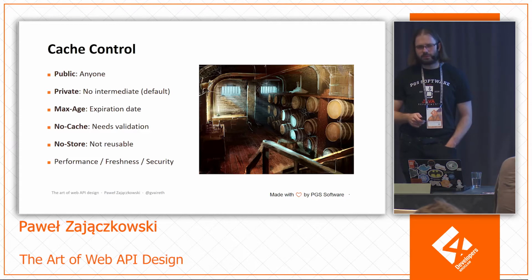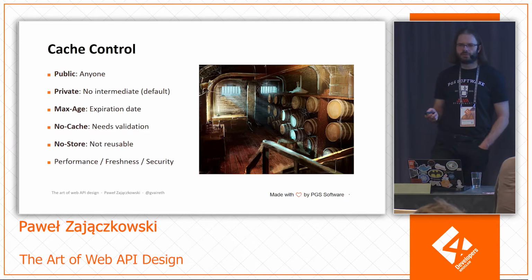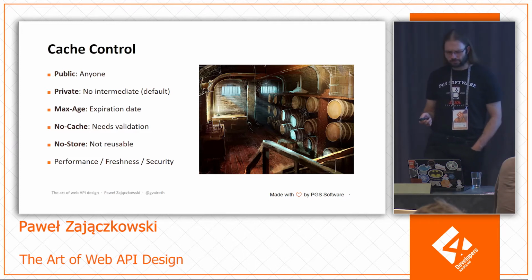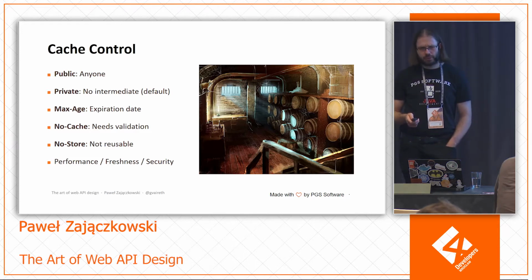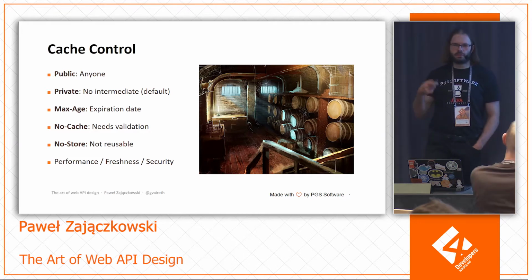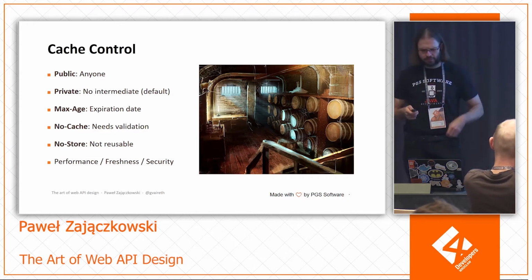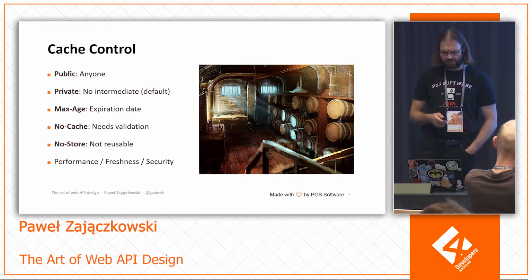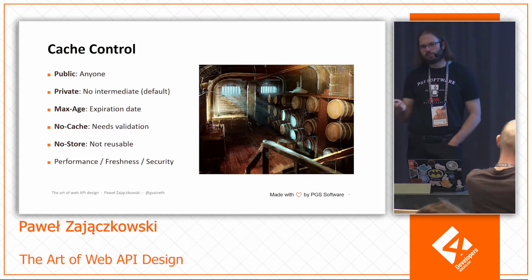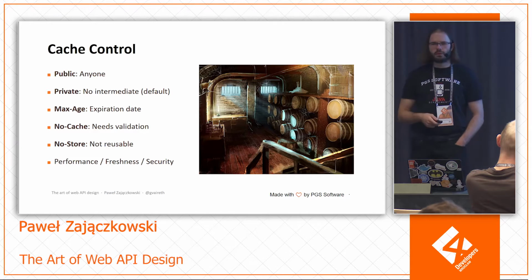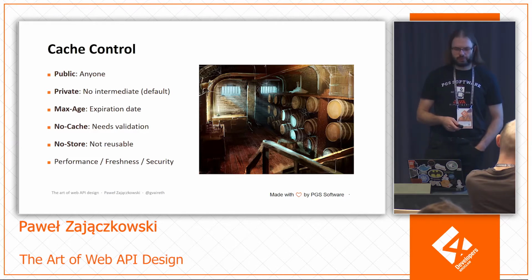If the data doesn't have to be fresh all the time, and can be a little bit stale, then we can put max age and specify how stale it can actually be. If you use no cache, it doesn't really mean that we are not getting any benefits from caching. It just means that every time the resource is checked in cache, it has to be validated against the server to see if it's still okay. And if not, the new version has to be downloaded, and only then can it be returned to the actual client. So we get some performance, but also the resource is always okay.